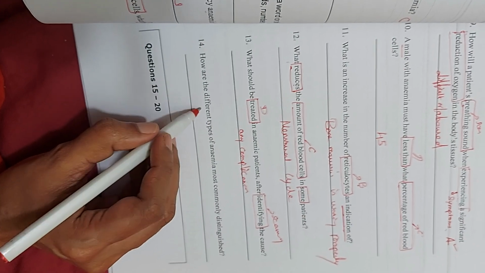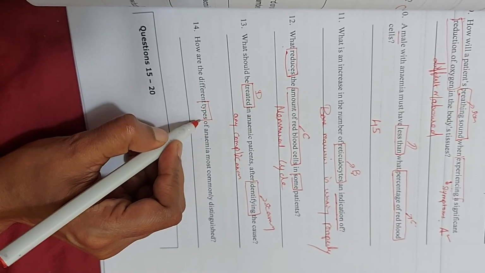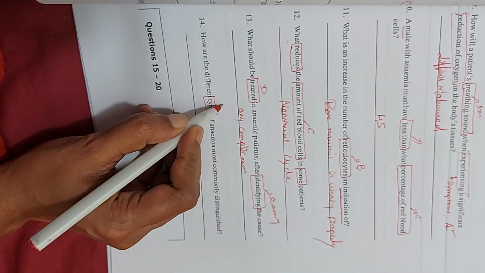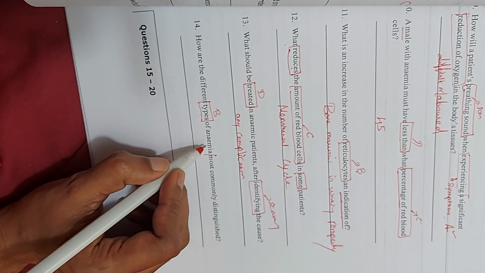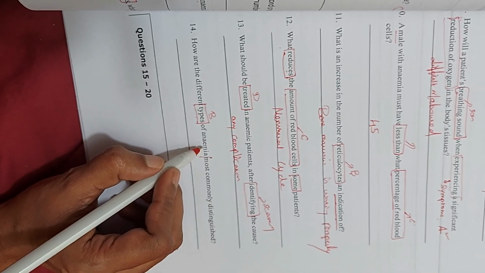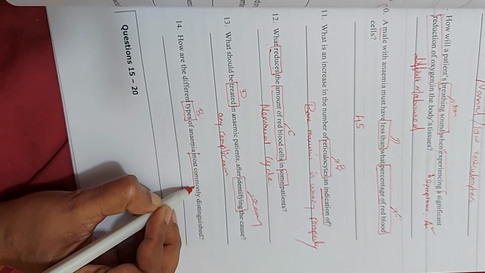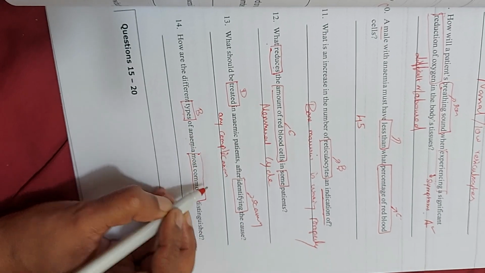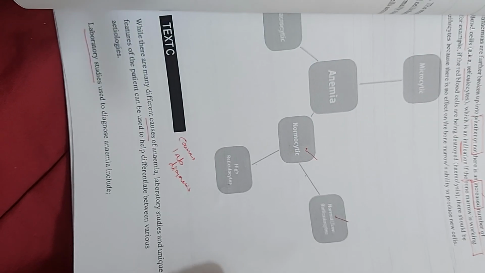Now, how are the different types of anemia most commonly distinguished? It is about types of anemia. Types of anemia means it is text B. Okay, now I have to check more. Anemia is a general topic. Don't choose a keyword that is a general topic, because the whole text is about anemia. So now I'm going for most commonly distinguished. I will scan for the words most commonly used. Okay, this is text D. Sorry, text B.